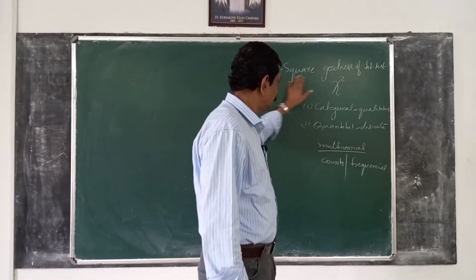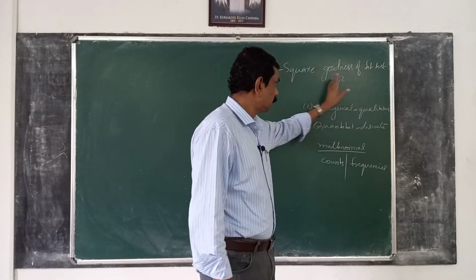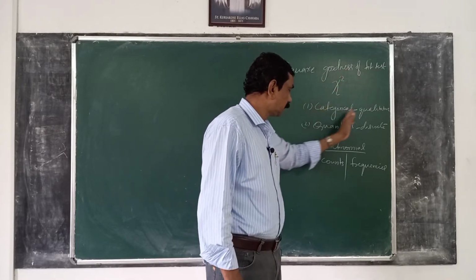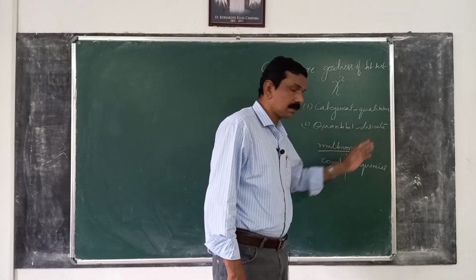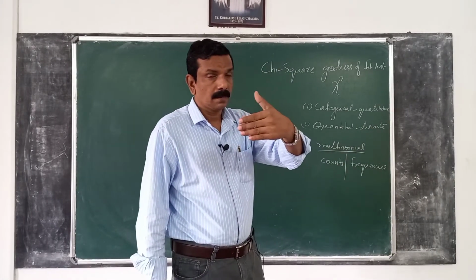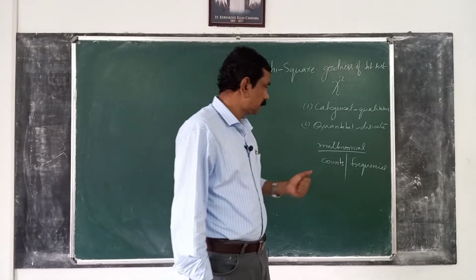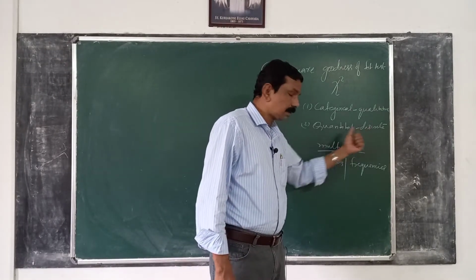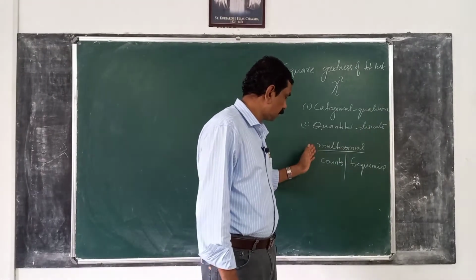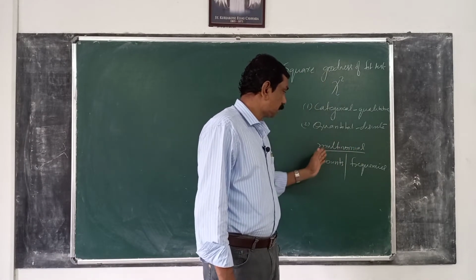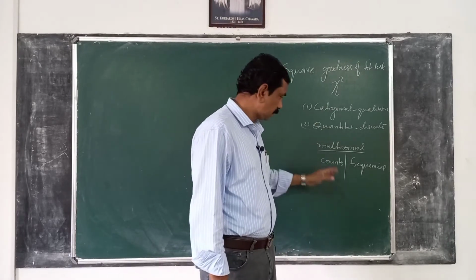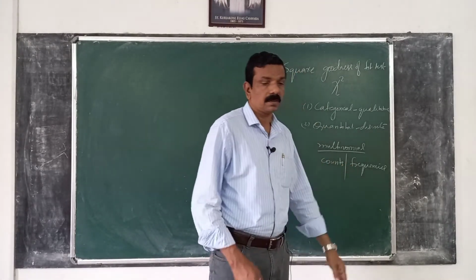Now, we can use chi-square goodness of fit test for categorical or qualitative variables, and quantitative variables if they take only a finite number of values, that is discrete quantitative variables. The population where we apply this test is multinomial, and data are in the form of counts or frequencies.